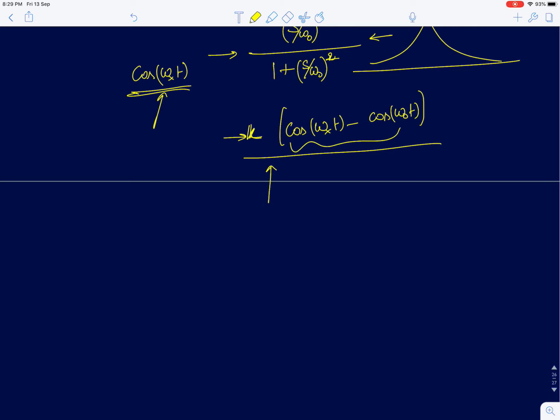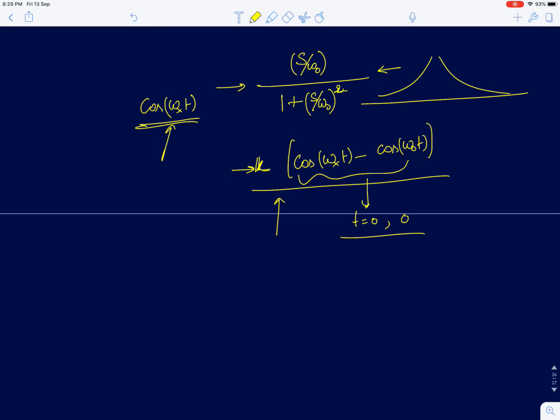Okay, so all I'm trying to say is this function starts at t equal to 0, it starts at 0. Okay, so when you feed a signal of frequency omega x, you are going to get both omega x and omega naught at the output.